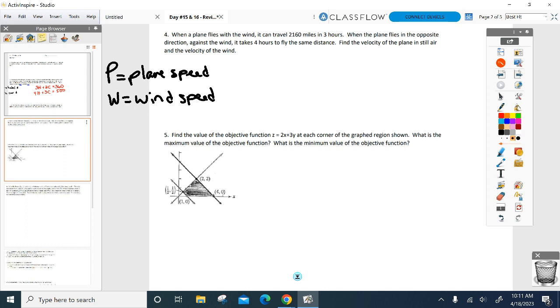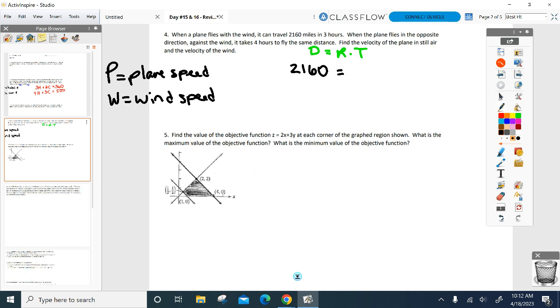All right, when I do the motion problems, remember, I'm following this formula. Distance equals rate times time. That's what I use. All right, if you remember how to set it up without using that, go ahead. Whatever floats your boat. All right, ready? Let's go with the wind now. With the wind, how far am I going? What's my distance with the wind? 2160, right? So 2160 equals, now rate.